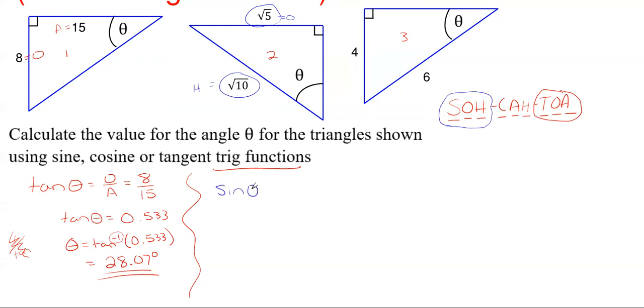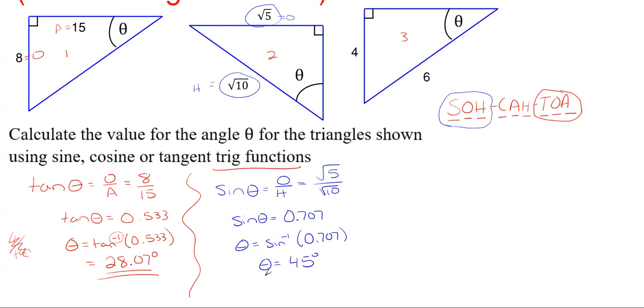So the sine of our angle is equal to our opposite over our hypotenuse, which in this case would be the square root of 5 over the square root of 10. So the sine of our angle, square root of 5 over the square root of 10, in decimal form is 0.707. So theta equals the sine inverse of 0.707. So that gives me an angle for theta of exactly 45 degrees.